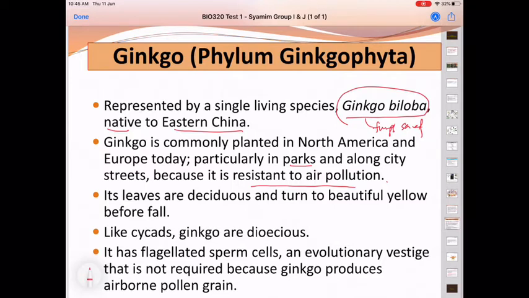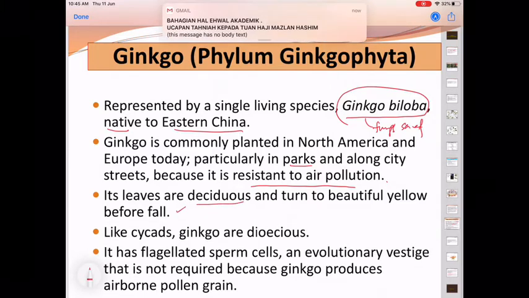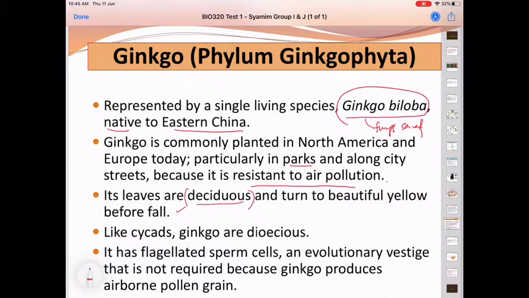Kalau dia punya habitat environment dia sesuai, pokok ni boleh hidup. Okay. The leaf is deciduous and turns a beautiful yellow before fall. So check apa maksud deciduous ni. So term-term ni penting awak kena tahu.